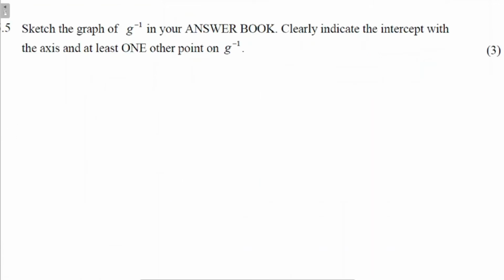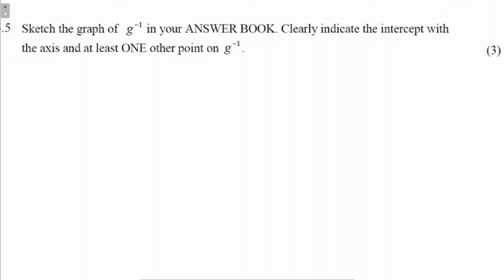All right. Question 5.5 is saying sketch the graph of g inverse in your answer book, clearly indicating the intercepts with the axes and at least one other point. Guys, you need to remember, like I mentioned, an inverse function is just the same function as the original function. The only change that happens is that you have basically swapped your x and your y coordinates.